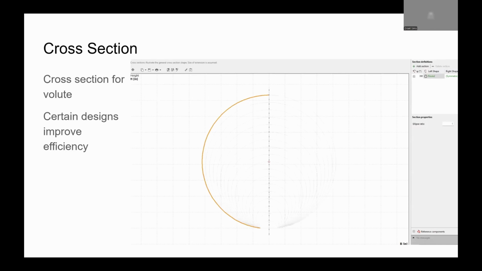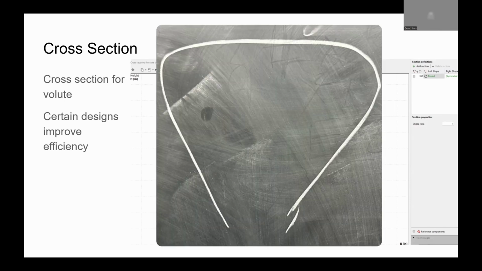When we look at volute cross section, we can define what the actual cross section of the volute is. Circular is the default, but there's all sorts of designs that are a little bit more efficient. There's one design that kind of looks like this. I don't know how manufacturable that is, but it increases efficiency, at least according to CF Turbo. So that is something that maybe, if we're 3D printing or something like that, we can use a more optimized volute cross section.